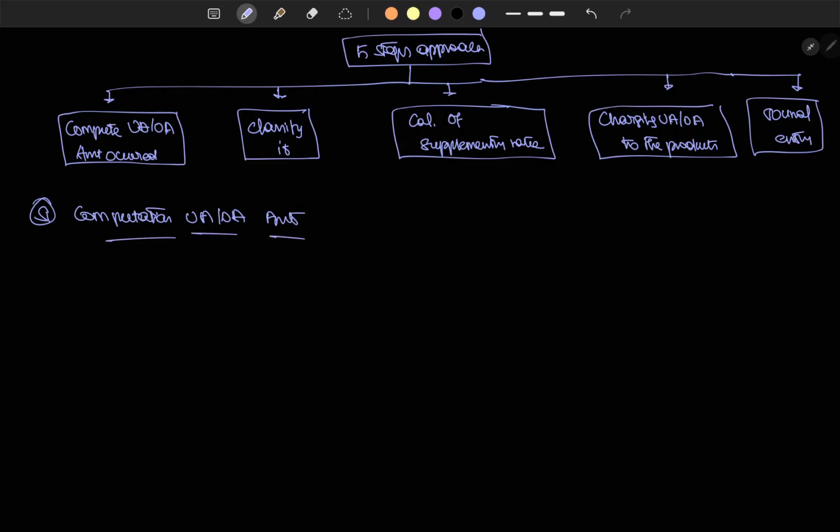How under absorption or over absorption amount occurs is, as we already said, absorbed overhead versus actual overhead gives us either under absorbed or over absorbed. If absorbed overhead is more, it's over absorbed. If absorbed overhead is less, it's under absorbed. That's it. Particulars.